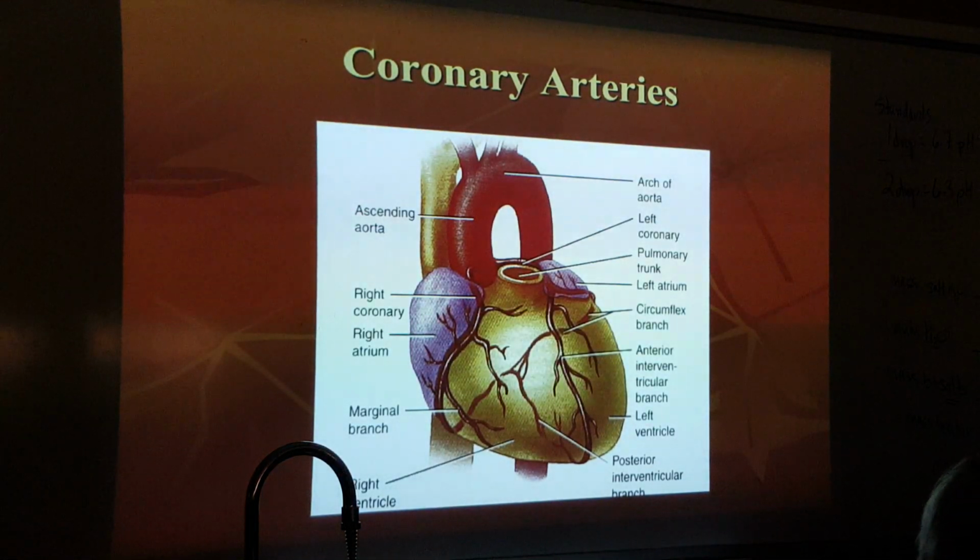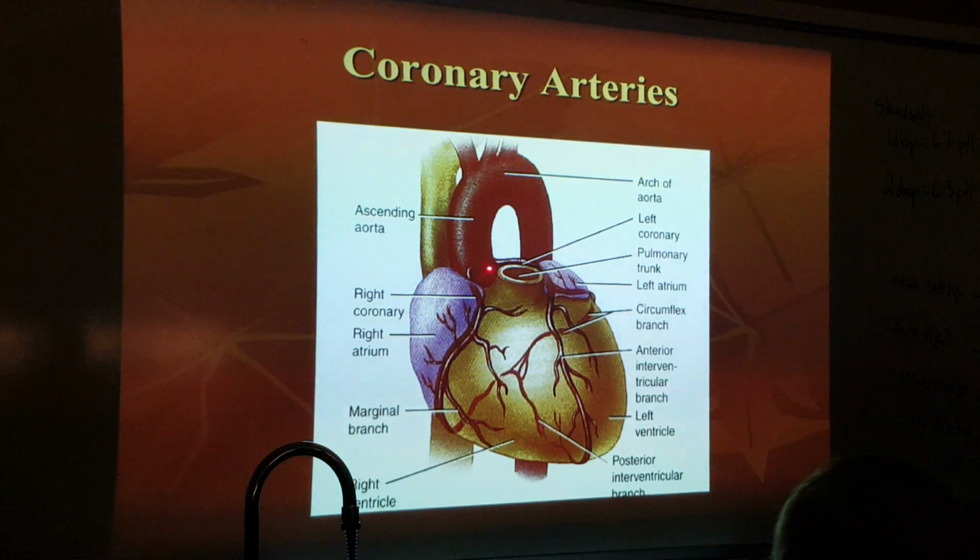So the arteries. The heart feeds itself first. When the blood goes out into the aorta, we have the two coronary arteries coming right off it right away. So the heart makes sure that it gets fed before anything else. We have the left coronary artery and the right coronary artery.